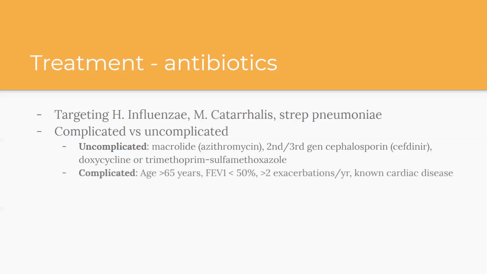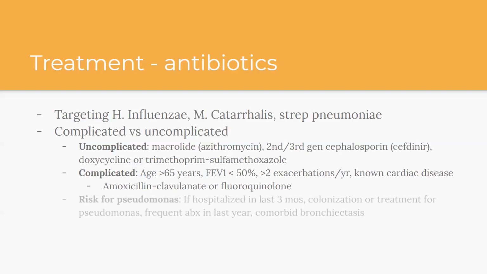Complicated is if you have any of these risk factors: age greater than 65 years, their FEV1 is less than 50, so they've got pretty severe COPD, or they've had more than 2 exacerbations in a year, or they have known cardiac disease. You just want to choose a different antibiotic for those people. So that's amoxicillin-clavulanate or any of the fluoroquinolones, because they may have increased antibiotic resistance. And then, do they have a risk for Pseudomonas? That's complicated level 1B.